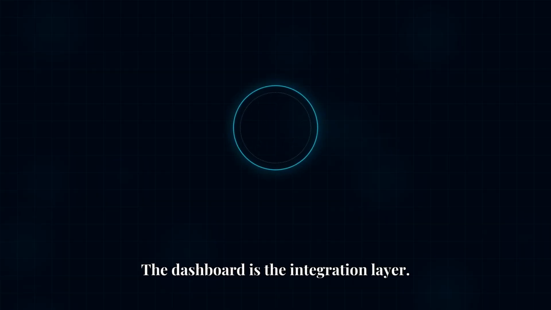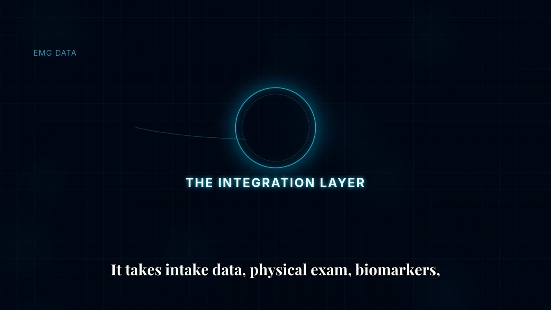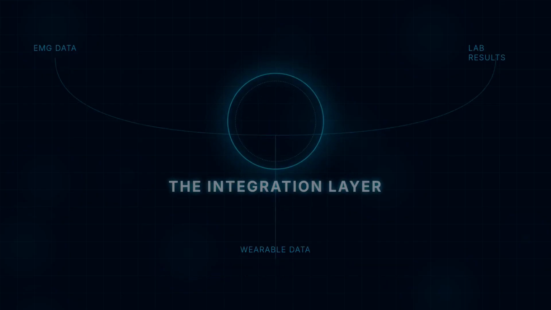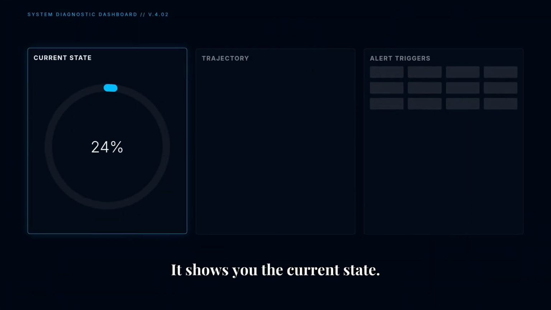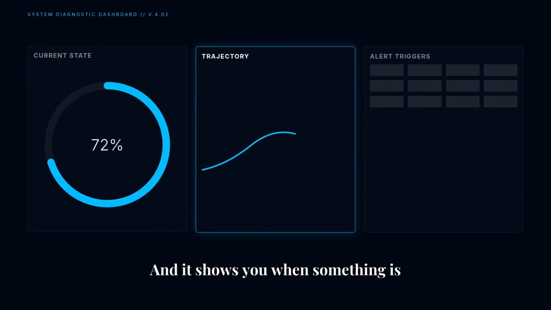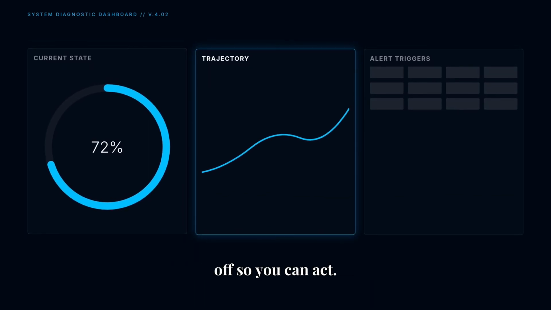The dashboard is the integration layer. It takes intake data, physical exam, biomarkers, and biometrics and organizes it so you can read the patient at a glance. The dashboard does 3 things. It shows you the current state. It shows you the trajectory over time. And it shows you when something is off so you can act.